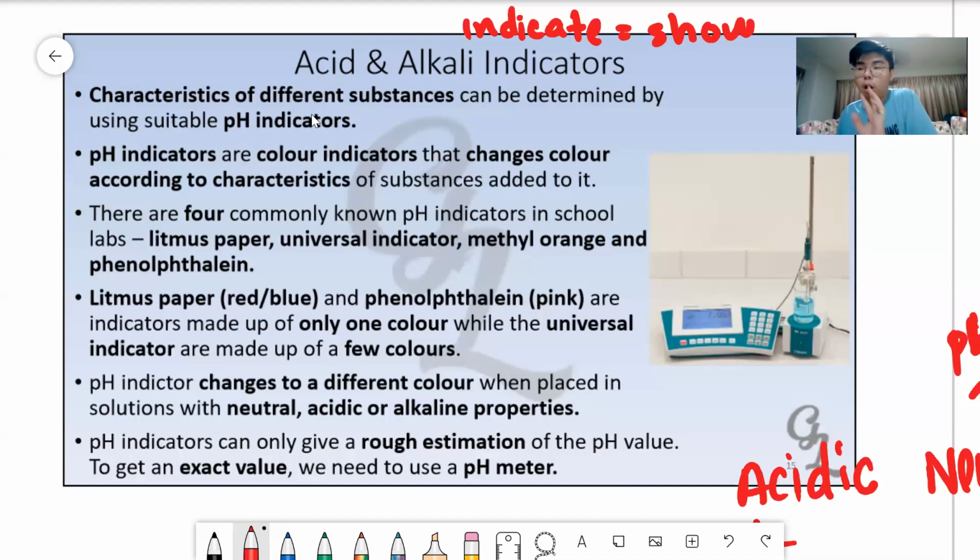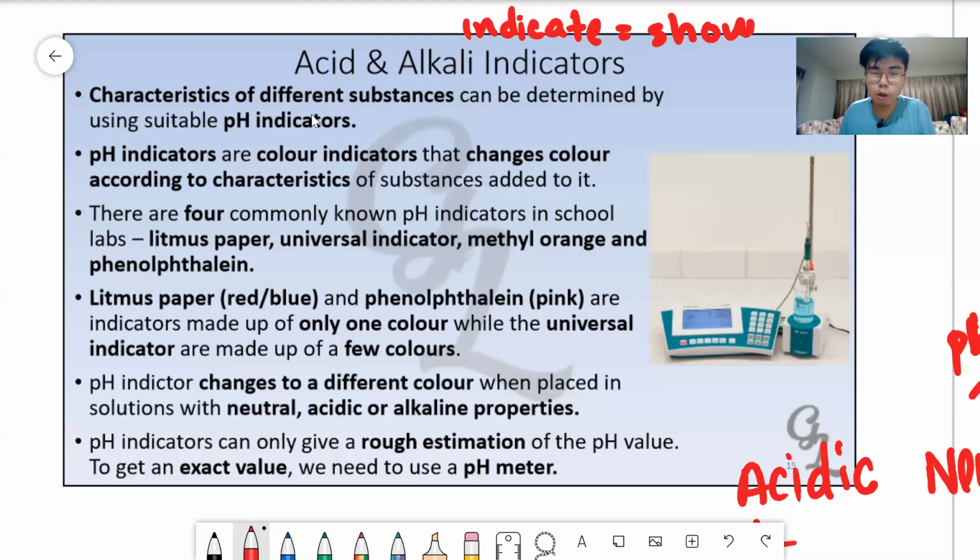For example, original color, change to color A, I know what is going to happen. Original color, change to color B, I know what's going to happen. Original color, change to color C, I know what's going to happen. Original color remains unchanged, I know what's going to happen. Alright, so we want to observe the changes in the color. The different color that changes will show me the characteristic of the substance I am testing. Right? So in your school lab, there are 4 pH indicators you will use.